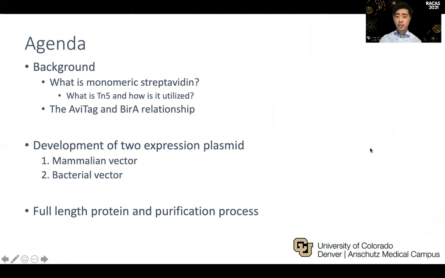So I'm going to talk about the agenda and what you can expect. I'll talk more about the background. What exactly is MSA? What is Tn5 and how is it being utilized? And the AviTag and BirA relationship. And then I'll talk about the core of this project, which is developing the two expression plasmids, a mammalian vector and a bacterial vector. And then afterwards, I'll show you the full-length protein that we've been able to develop and the purification process that is currently ongoing.